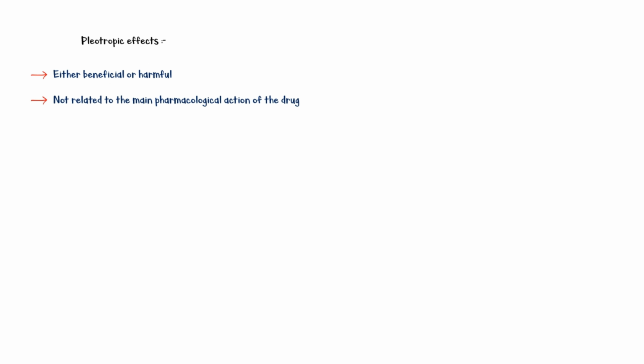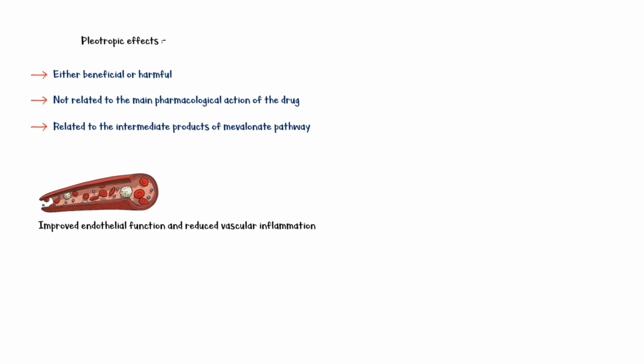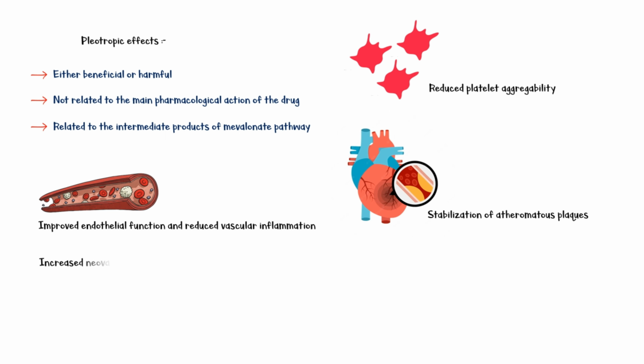Atorvastatin and other statins also have pleiotropic effects. These effects can be either beneficial or harmful and are not related to the main pharmacological action of the drug. The mechanism of these effects is somewhat complicated and related to the intermediate products of the mevalonate pathway. Luckily for statins, there are many beneficial pleiotropic effects. Some of them include the following: improved endothelial function and reduced vascular inflammation, reduced platelet aggregability, stabilization of atheromatous plaques, increased neovascularization of ischemic tissue, antithrombotic action, enhanced fibrinolysis, and protection against sepsis. However, atorvastatin and other statins inhibit germ cell migration during fetal development. Therefore, statins are contraindicated in pregnancy.